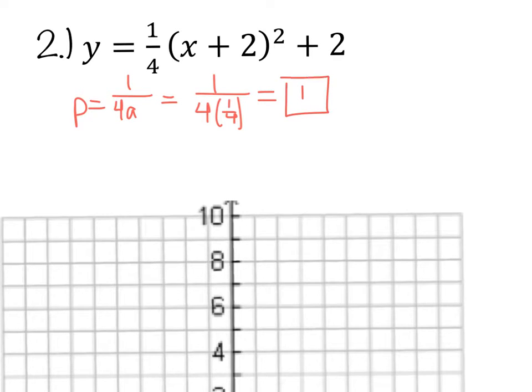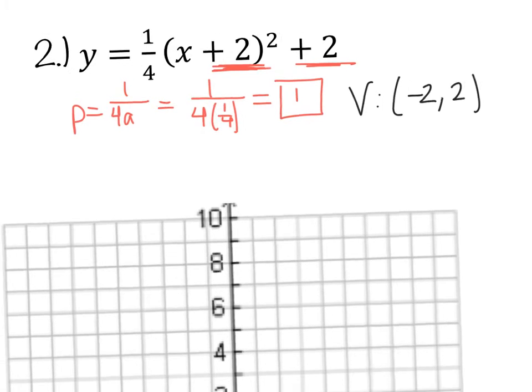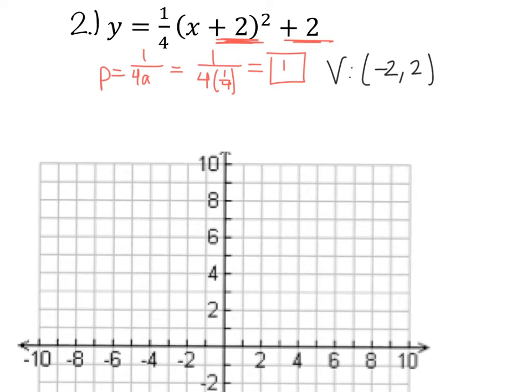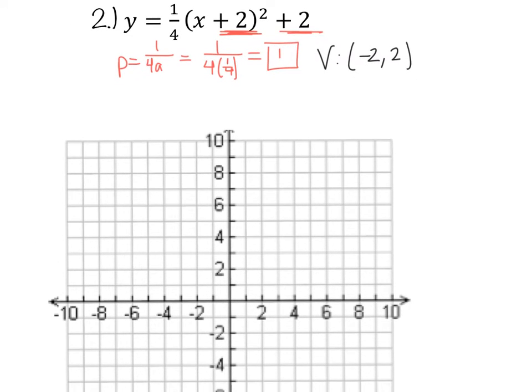Our p-value is 1. We also know our vertex. It's right here and right here. Remember that the parenthesis part is opposite, so our vertex is actually -2, 2. So now I'm ready to plot it. So let's go down here and plot these on the graph. -2, 2 puts my vertex right there.